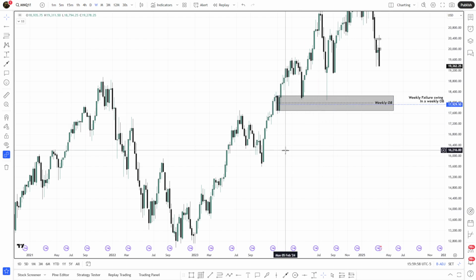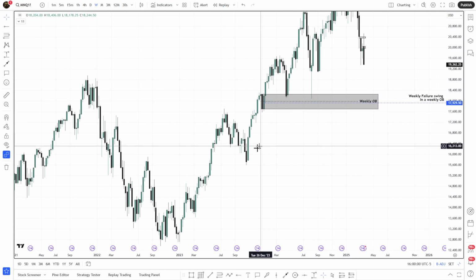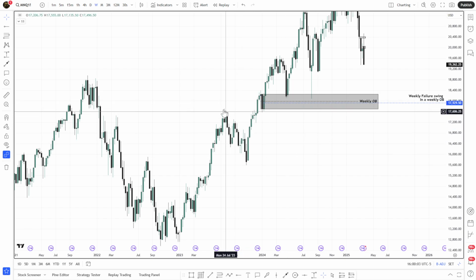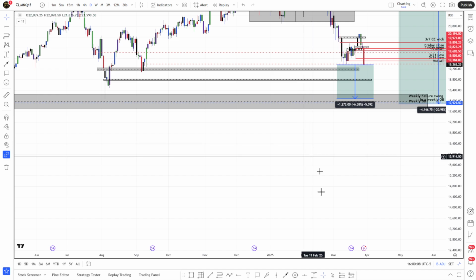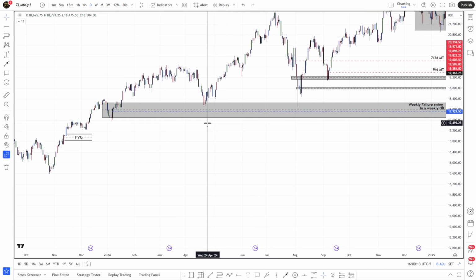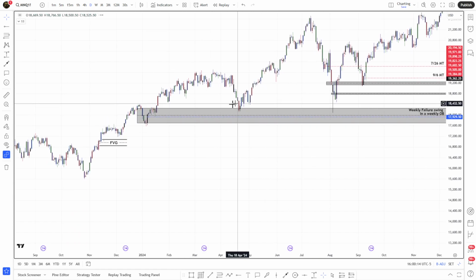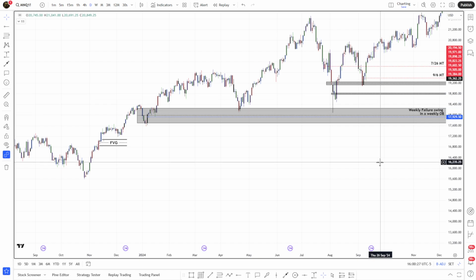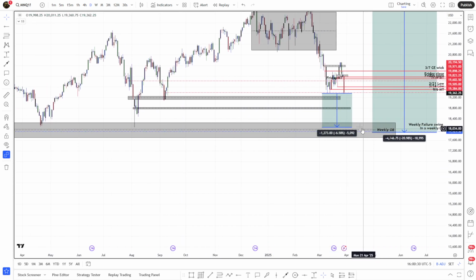So it could be possible that we rebalance some of this area too. But again, just looking at days of the week that are over here. Here's the weekly order block on the daily, and we have Friday and Monday sitting right here. So we could run, Friday could run down here and then kind of reject back out of there.